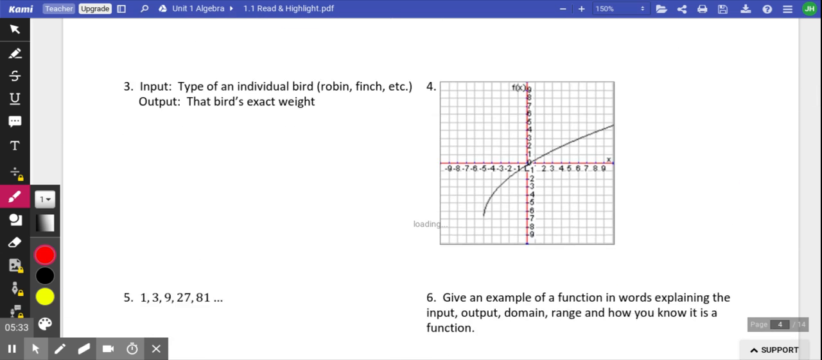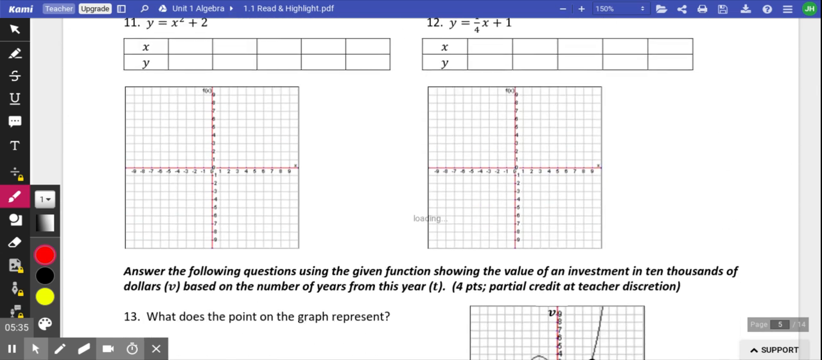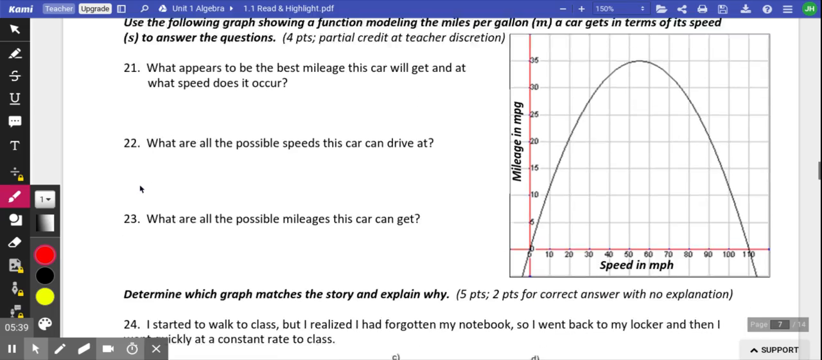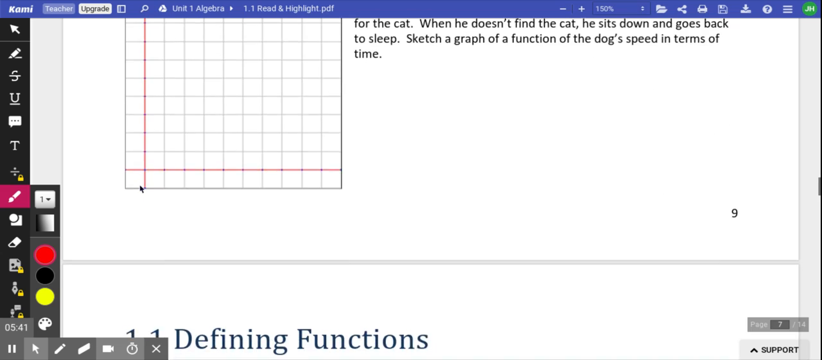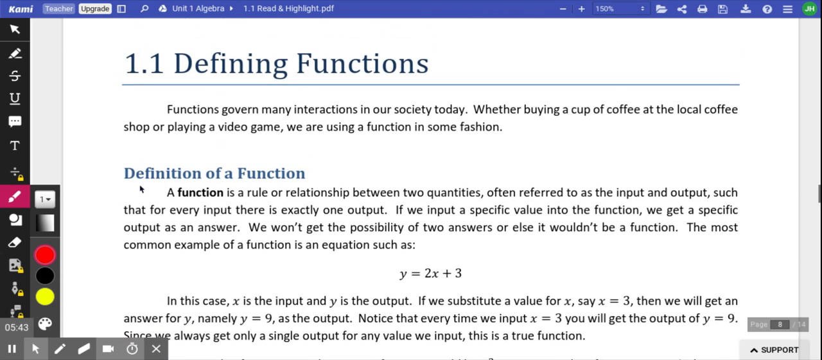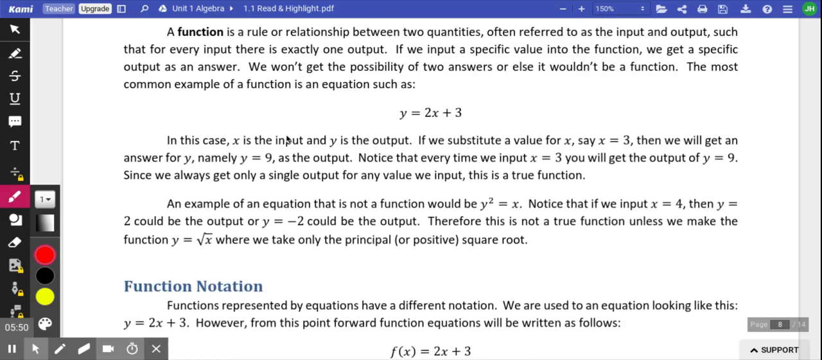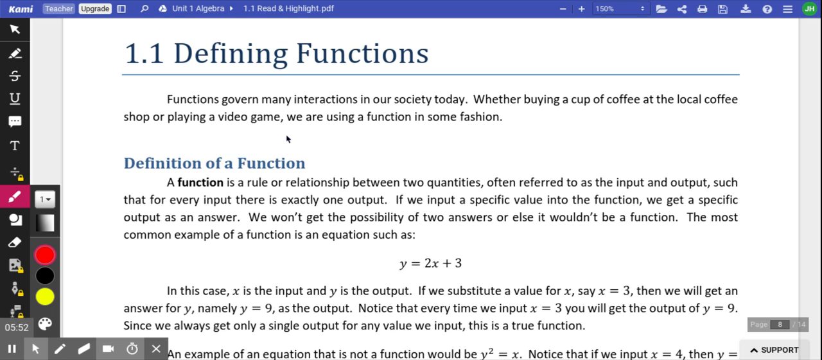Here's the pretest. You can skip over that right now. We're not going to do that at this time. We'll do that sometime next week when I'm there with you and you get a better idea of what's going on. So you should be on, what are we, page 8, I believe? Page 10, sorry, page 10. And we are defining functions.